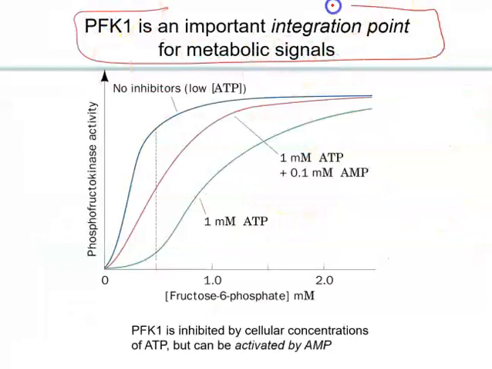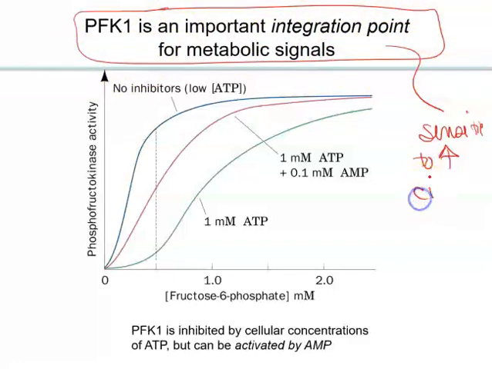PFK1 is an important integration point for metabolic signals. And so PFK1 is also sensitive to high citrate. And citrate is the first intermediate of the TCA cycle. And so when TCA cycle is going slow, citrate levels increase. And those high citrate levels can feed back to shut down the running of glycolysis, which makes pyruvate, which is going to flow into TCA cycle as acetyl-CoA. And we will come back to that when we look at TCA cycle.